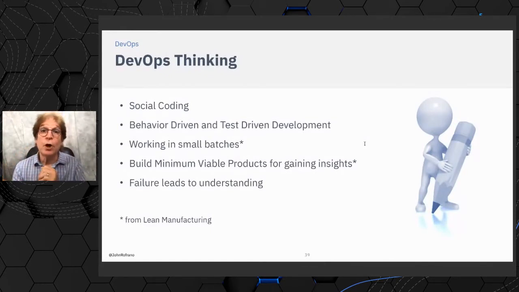We're going to go through social coding today in our 3 hours. Behavior-driven and test-driven development. I'm going to go over test-driven development. Not enough time for behavior-driven development. Working in small batches, really critical. Building minimum viable products so that you can gain insight, right? And then failure leads to understanding.